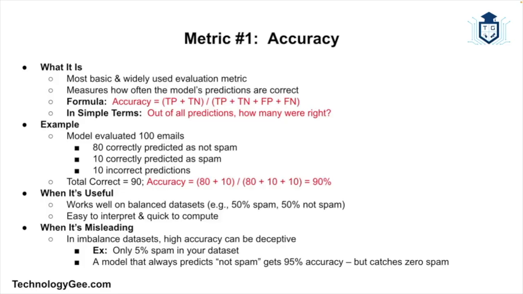Now, when exactly is this useful? So accuracy is great when your data is balanced, meaning you have roughly equal amounts of both classes, like spam and not spam. Now, when is it misleading? Well, let's say only 5% of emails in your data set are spam. If your model predicts not spam for every email, it'll be right 95% of the time, but it's useless at catching spam. So the moral of the story is accuracy alone does not always tell the truth.